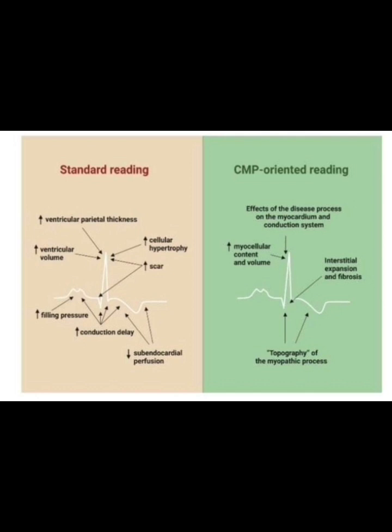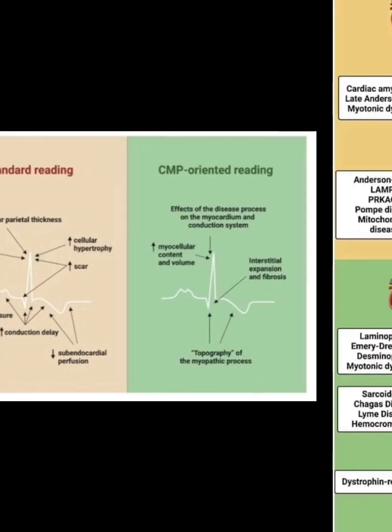In cardiomyopathy oriented reading, increased myocellular content and volume, and the effect of the disease process on myocardium and conduction system affect the QRS complex, whereas interstitial expansion and fibrosis, and the topography of the myopathic process will affect the T waves.